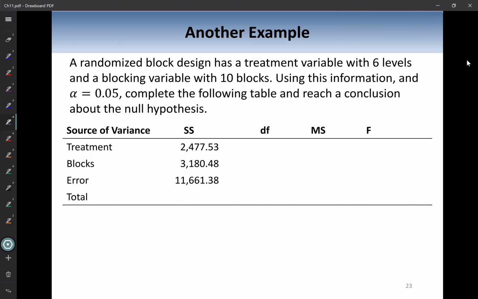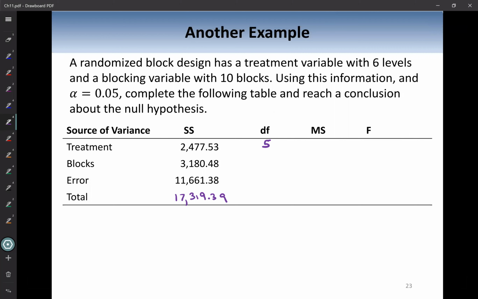Okay, so we will get the total sum of squares for the total variation. If we add the treatment sum of squares, the block sum of squares, and the error, we get 17,319.39. The corresponding degrees of freedom for the treatments: there are 6 treatment levels, so 6 minus 1 is 5, because there are 6 columns.